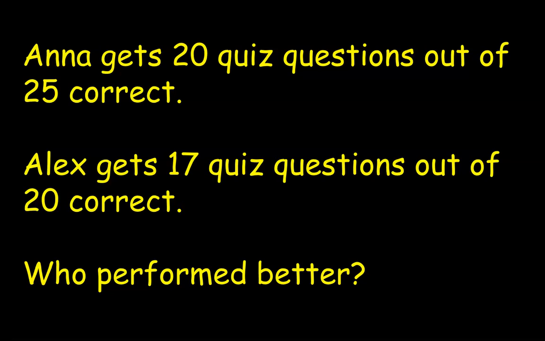Anna writes a quiz. She does a quiz, and the quiz is out of 25. And she gets 20 correct. Alex writes a quiz as well, does a quiz. There are 20 questions, and she gets 17 questions correct. Who's performed better? It's difficult to say because Anna got more questions correct, but there were more questions in the test.